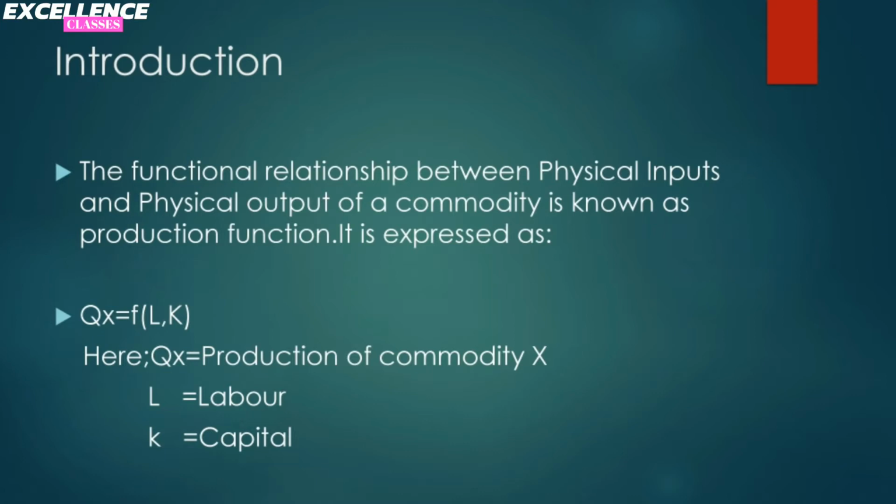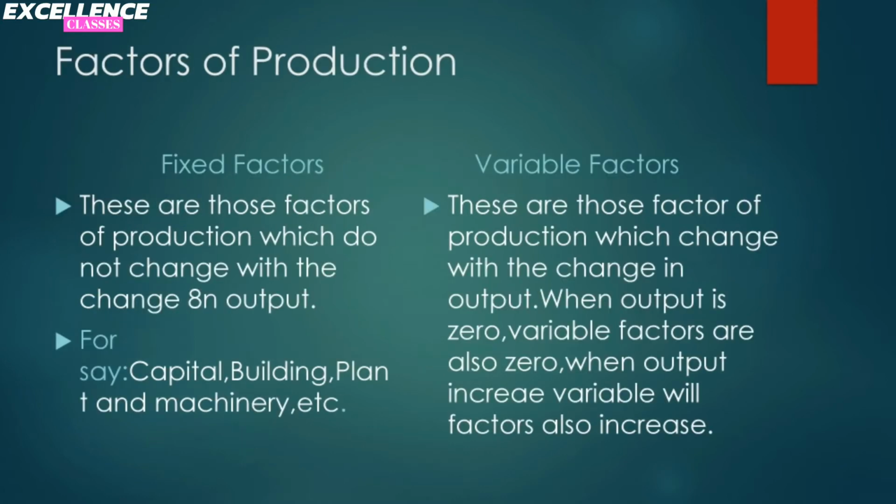Production function can be expressed as Qx equals function of L, K, where Qx is the production of commodity X. L denotes the labor used in the process of production and K denotes the capital used in a process of production. Now the factors of production can be categorized into two types.